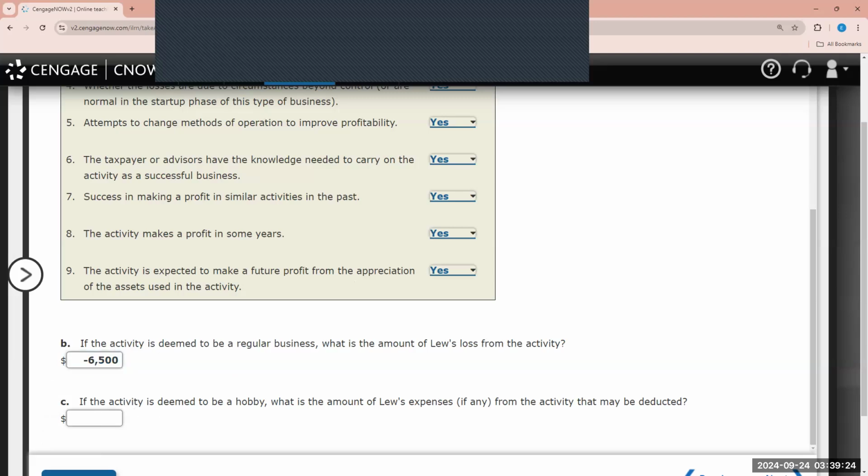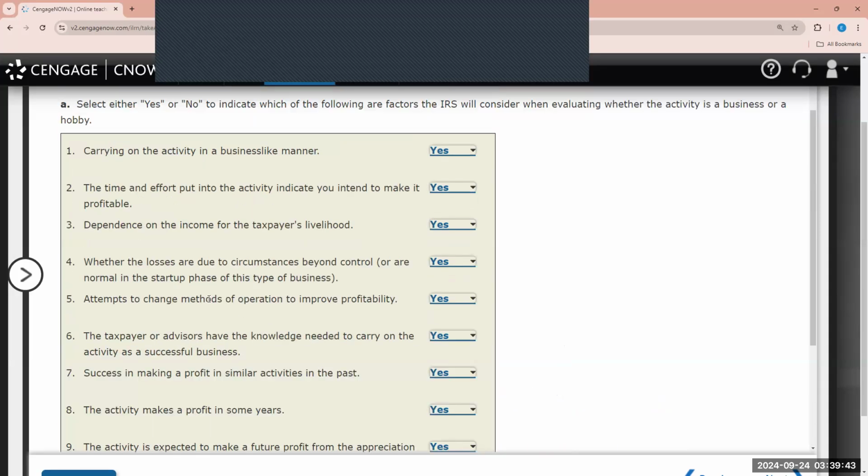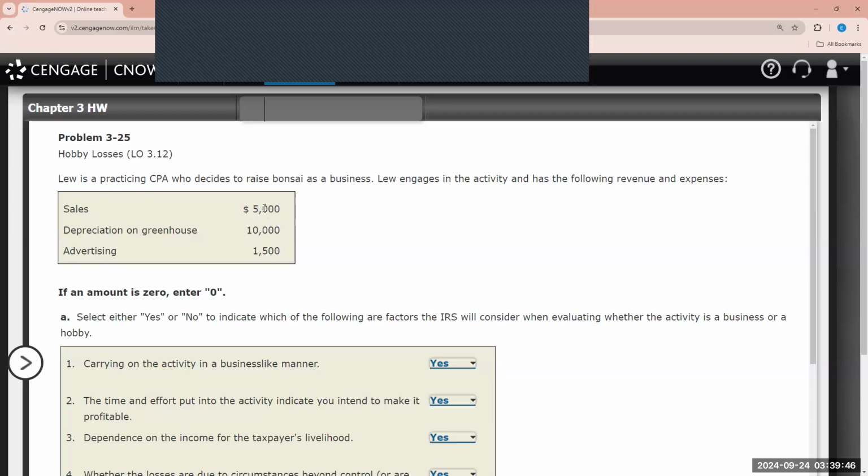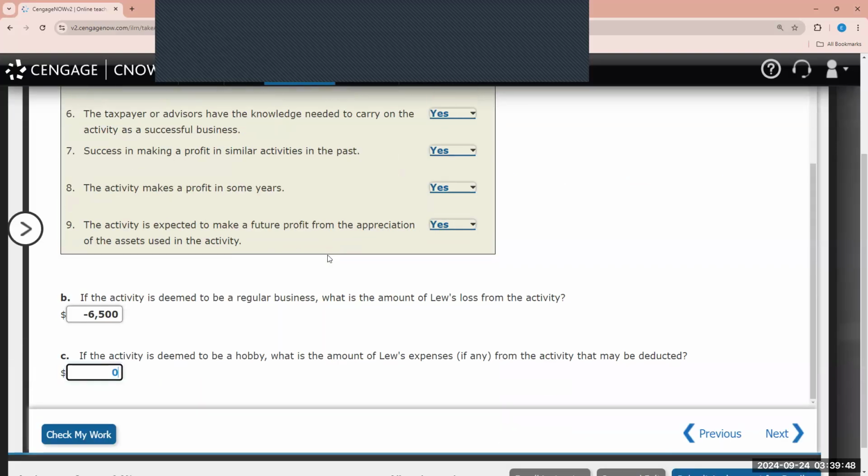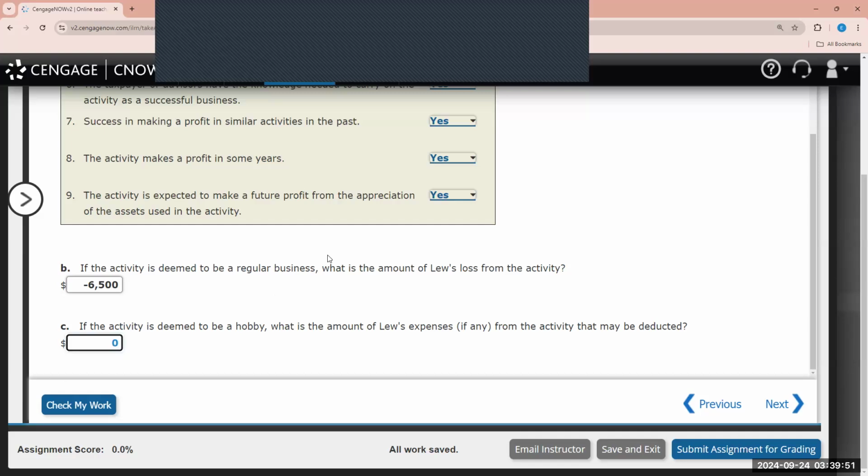If the activity is deemed to be a hobby, the expenses are limited. The expenses will be allowed to be deductible, but they are limited to the extent of income from the activity. So in such case, the expenses, if this were a hobby, would be limited to $5,000. So it cannot exceed the income. That's one of the key differences between if it's being treated as a business or as a hobby. Hobbies cannot generate a loss for tax purposes, but businesses can.